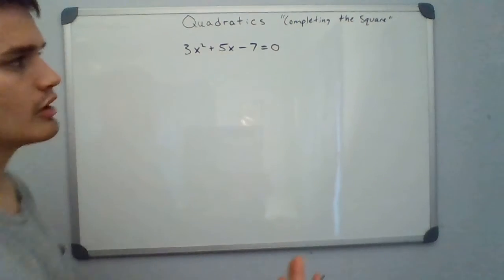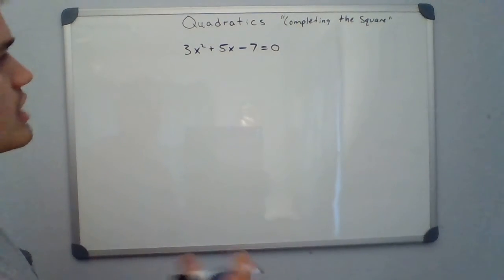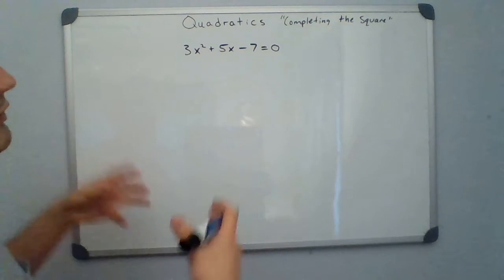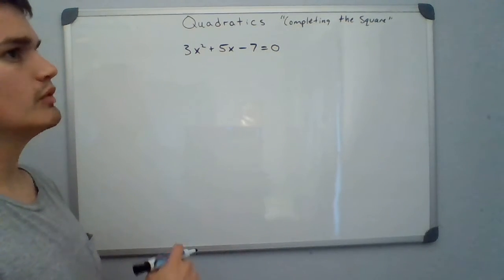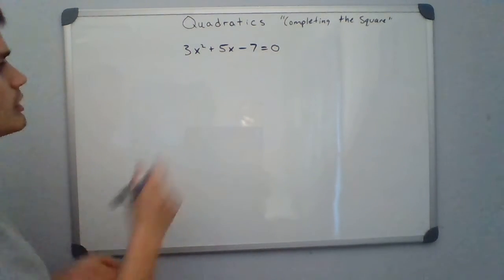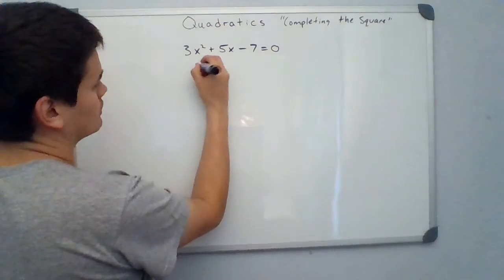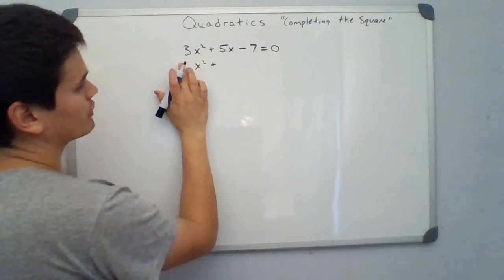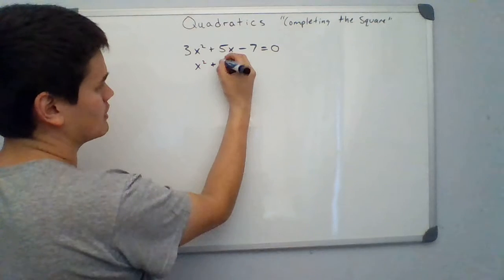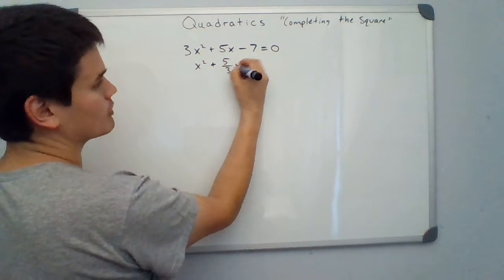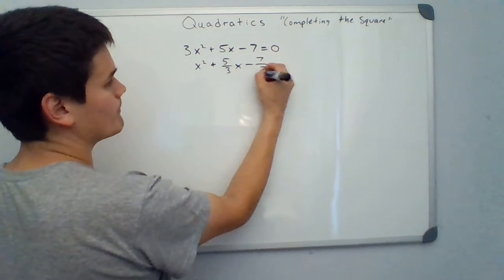Completing the square can also be used to rearrange quadratic equations into other forms, and I think I'm going to do a video on that, or I did a video on that as well. So let's see, x squared. First I start by dividing everything by 3 and putting it into this form, which is an equivalent form.